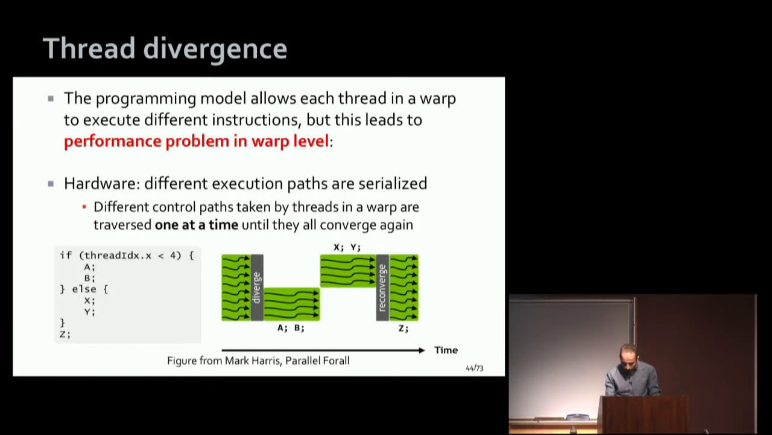All right, the first problem, you already talked about it. It's essentially the thread divergence. I guess you already know about this now, so let me skip this. Is this clear for everybody? Did everybody get this part?